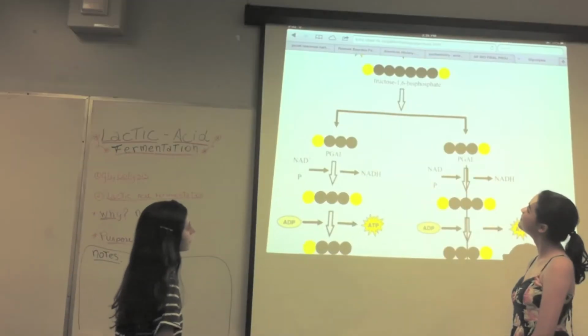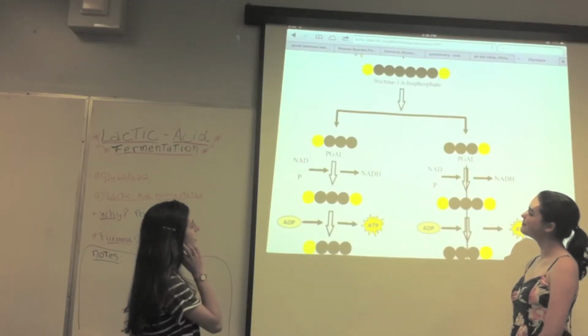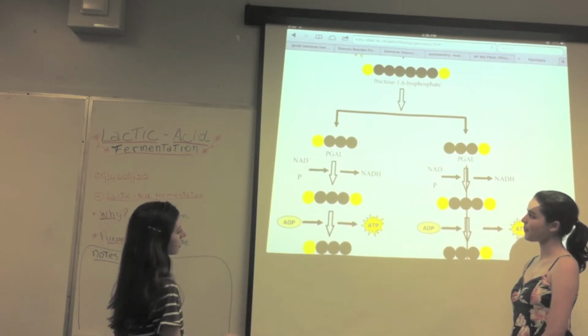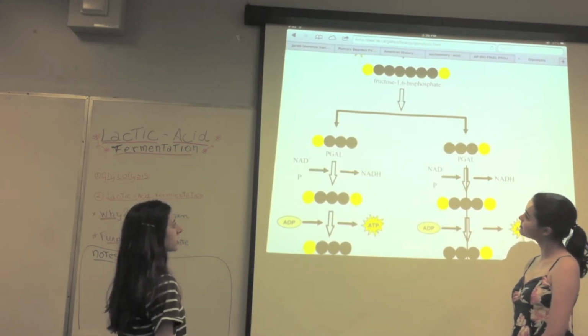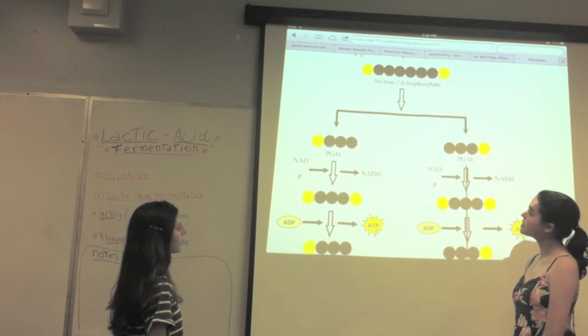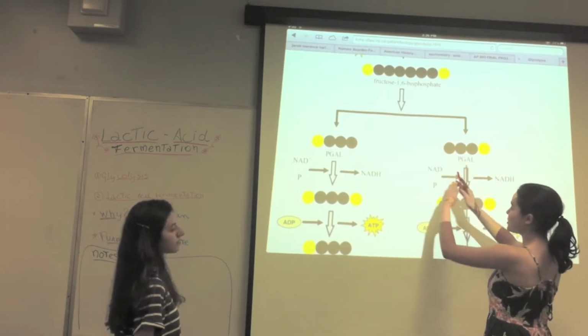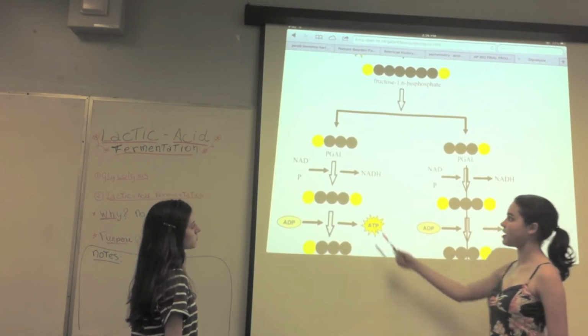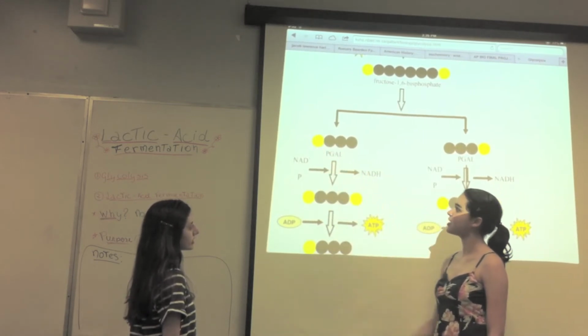So once you have the fructose 1,6-bisphosphate, the molecule then splits, starting the second half of glycolysis and production of pyruvate. So after this molecule splits, we have 2 PGAL molecules, and as you can see, each one of them has 3 carbons and 1 phosphate.